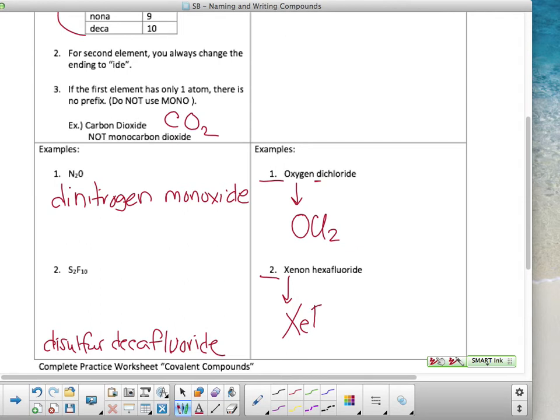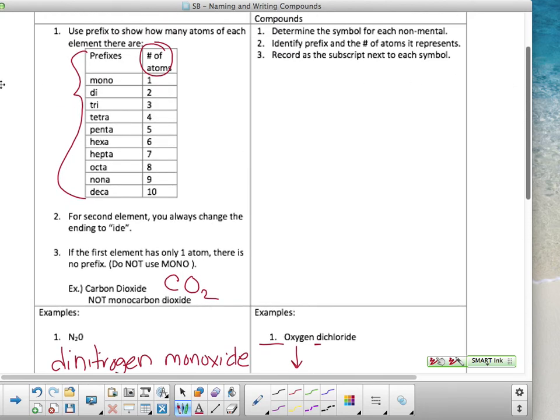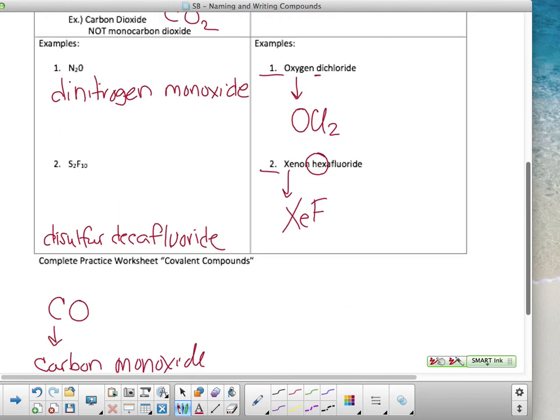Xenon obviously has no prefix, so it's just my symbol Xe, and then it's hexafluoride. Fluoride I know is F, and how many F's do we have? If it's hexa, and I go back up to my list and refer to my chart, I know hexa is going to be 6, so then I can add XeF6 as my chemical formula.